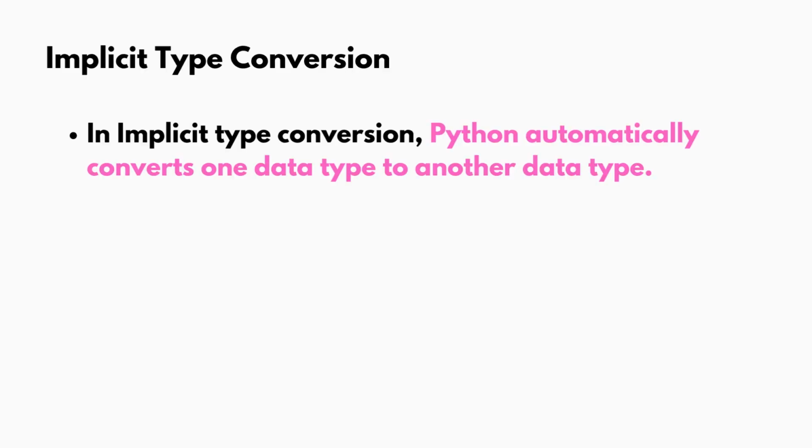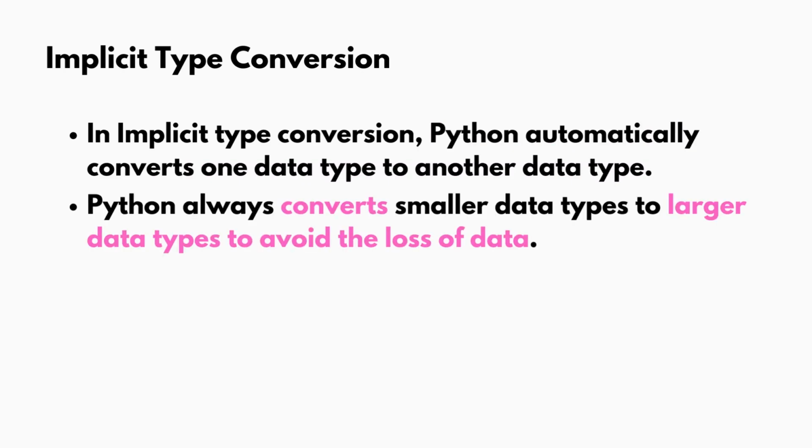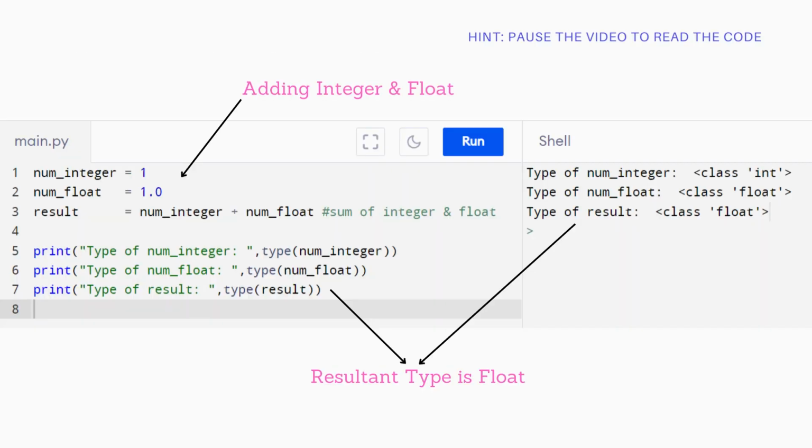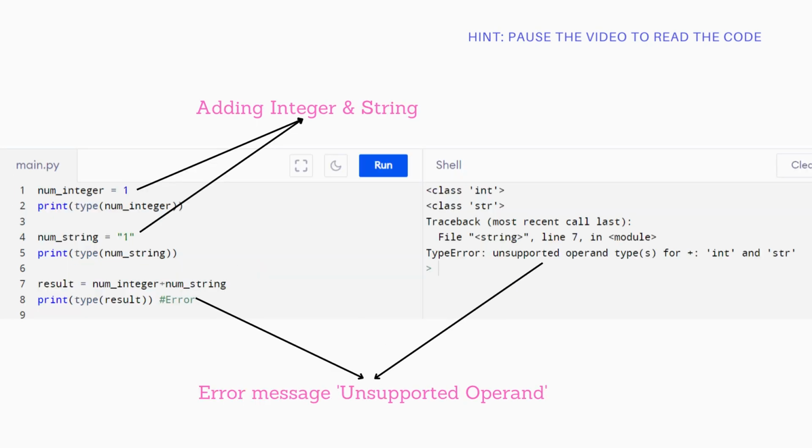In implicit type conversion, Python automatically converts one data type to another data type. Python always converts smaller data types to larger data types to avoid the loss of data. Let's check a quick example. When you add two different variables, for example an integer and float, the resultant value will always be float, because float is larger in size compared to integer. But when you try to add an integer and string, Python will throw an error message.